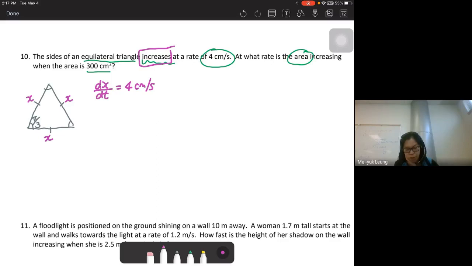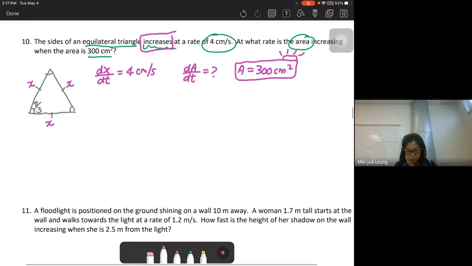And then what we're trying to find is dA, the area. How fast is the area changing? That's your target rate. And then the snapshot moment would be when the area is exactly 300 centimeters squared. So this is the snapshot moment. Okay, so a question like this is very simple. You are looking at the target rate.